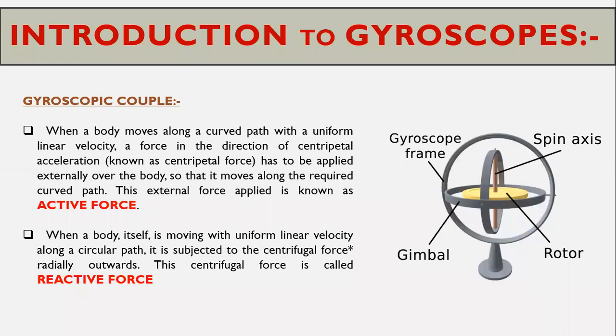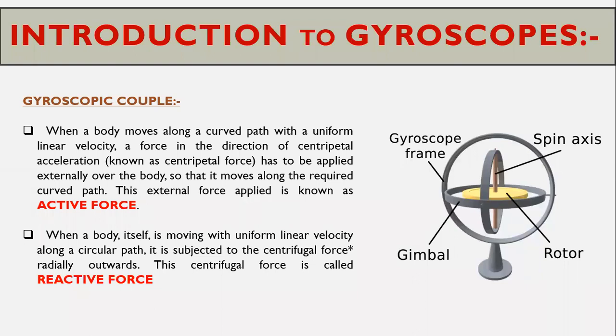First of all, we are going to study about gyroscopic couple. In the right side picture, you can see the gyroscope device. A gyroscope device is a balanced device, of which we can see an example in a top. We can take the top as an example here.